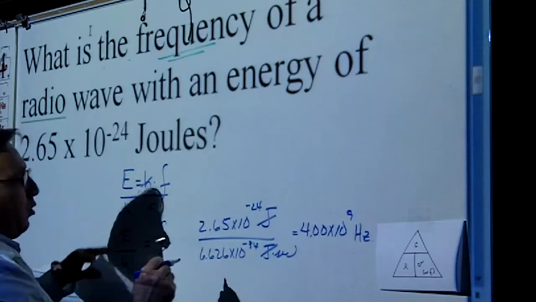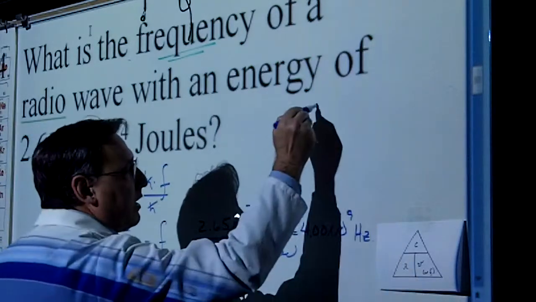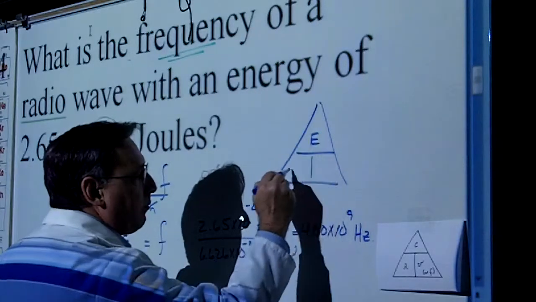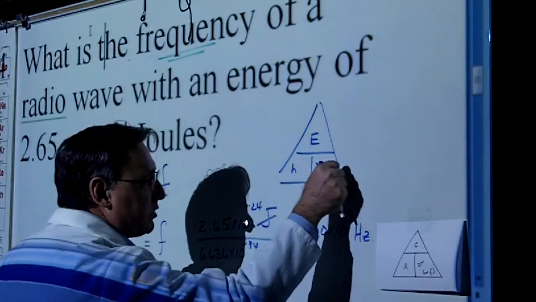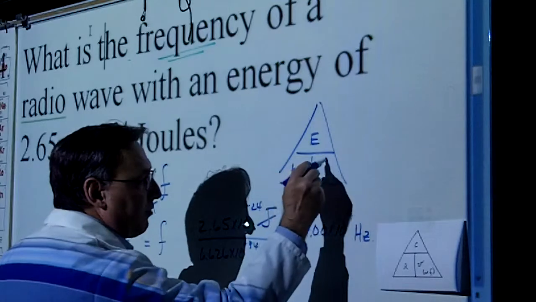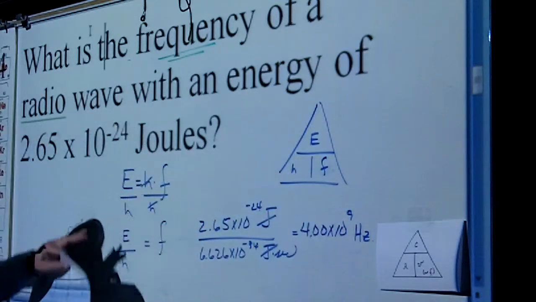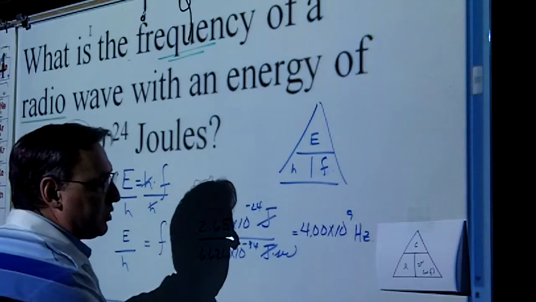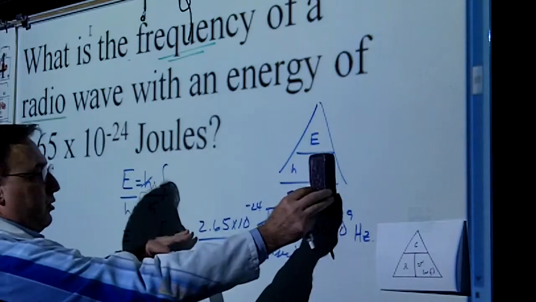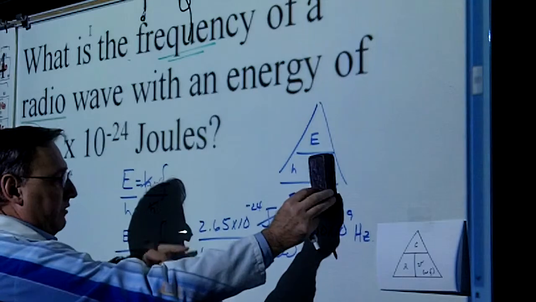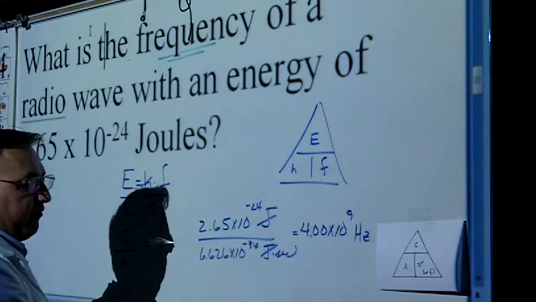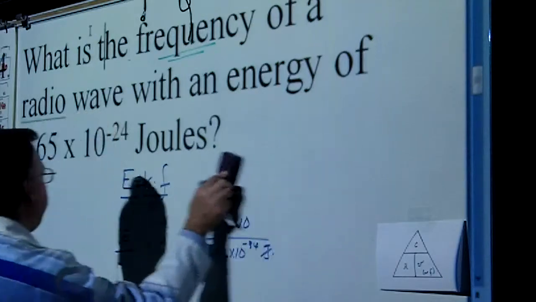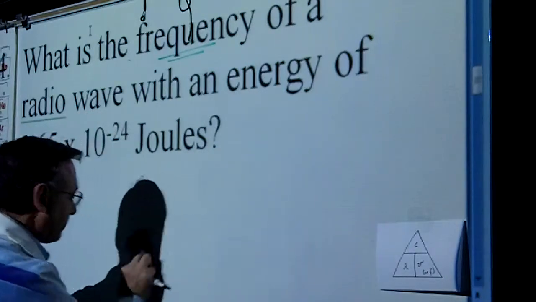Okay, again, if you had wanted to use this diagram right here, it would have been energy on top, Planck's constant here, and frequency here. I'll write it as an F. I'm looking for frequency, so I'll cover up frequency. Frequency is equal to energy divided by Planck's constant, and I'm done. 4.00 times 10 to the 9th, 3 significant digits. Okay? Let's go on to the next one.